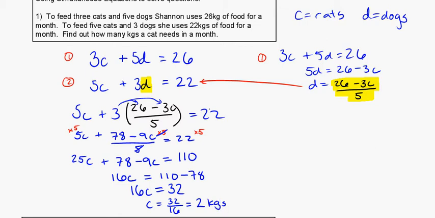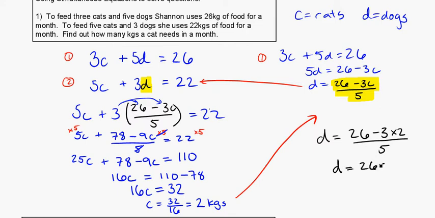And just as an exercise, if I wanted to also find out what dogs was, I would plug it back in up here. So I would have d is equal to 26 minus 3 times 2, because c is now equal to 2, all divided by 5. So d is equal to 26 minus 6 divided by 5, and that simplifies to 20 over 5, which simplifies to 4 kgs. So in this case, the cats are 2 kgs and the dogs are 4 kgs.